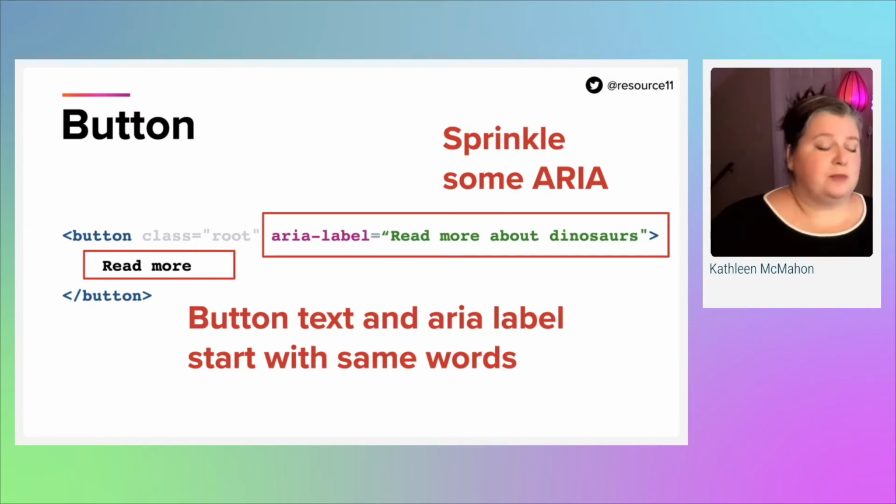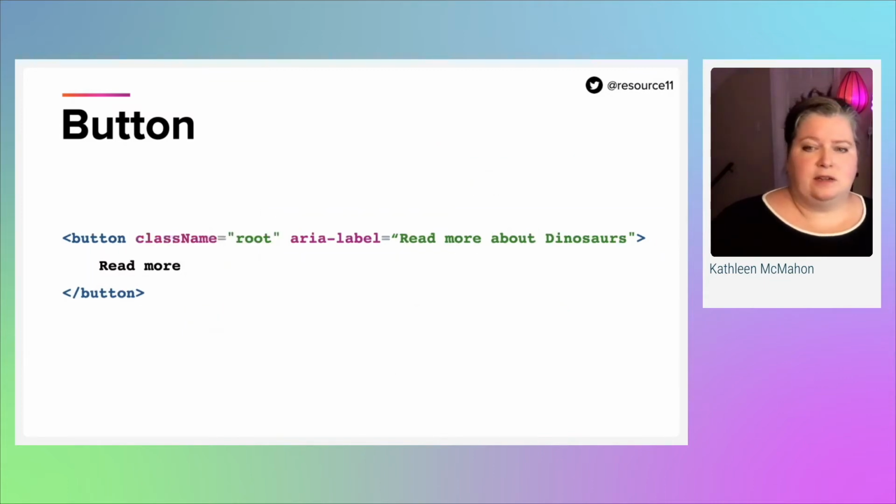If your app needs to support localization, Adrian Roselli recently wrote a great article with a different pattern that uses the ARIA described by attribute. That article will be shared in the resources later. Now, this is an accessible button in JSX syntax.